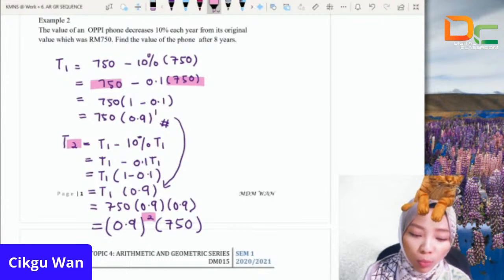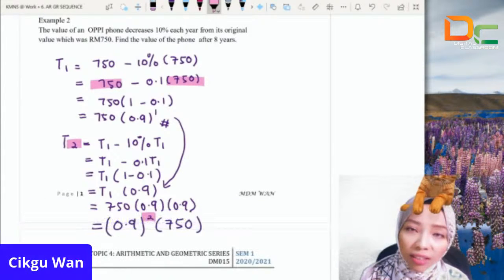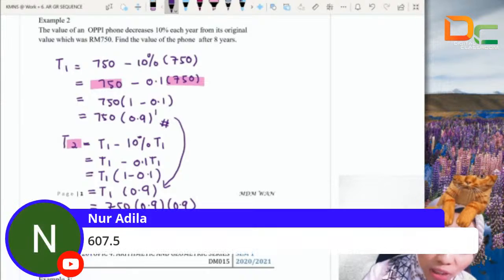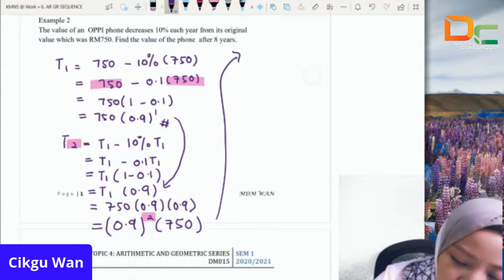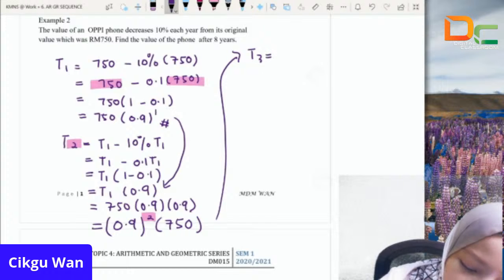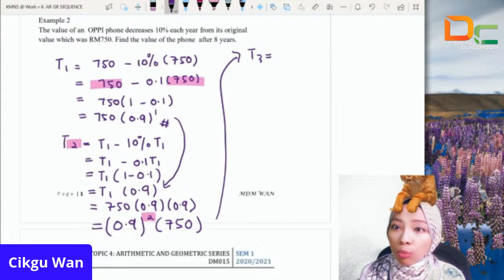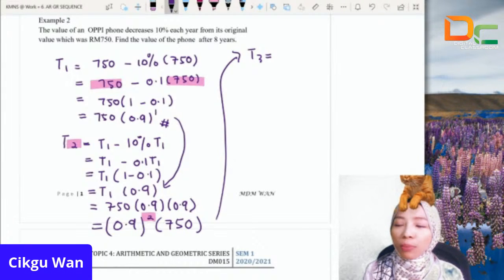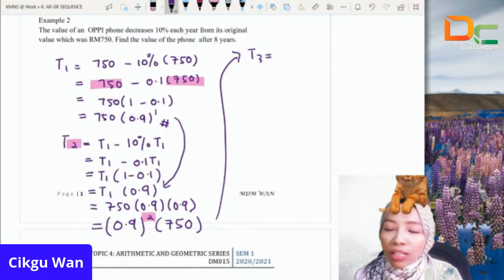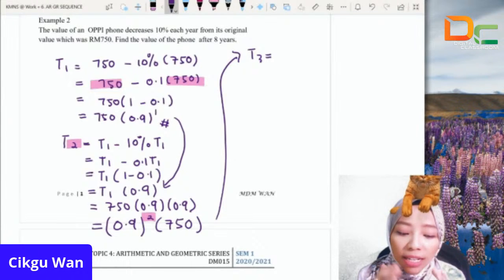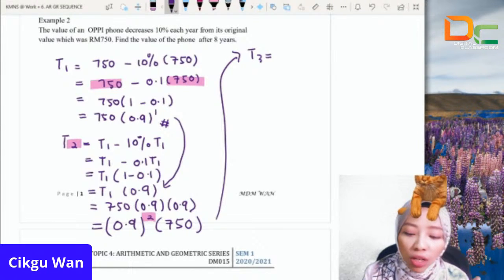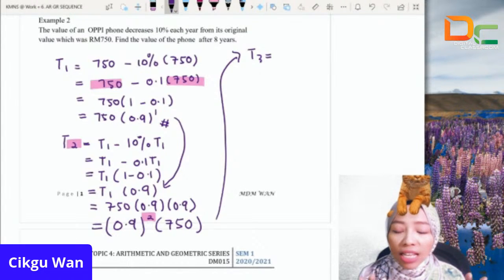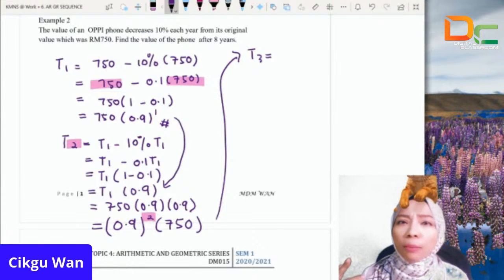Okay, I ask you question. If T3, can you estimate? Can you expect what it will be? So sama juga, I boleh buat lagi sekali, tapi untuk yang dah tahu tu dah boleh terus buat. Oh, dah ada jawapan dah. Okay, T2. Okay, ada yang bagi jawapan T2, tapi soalan tak minta T2, soalan minta T8. So that's why I need a general formula where if the question asks after 20 years pun I boleh dapat jawapan.